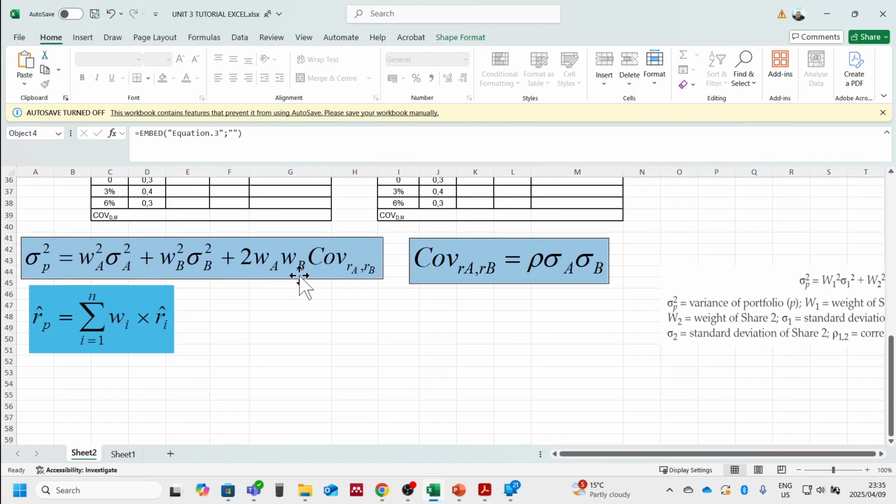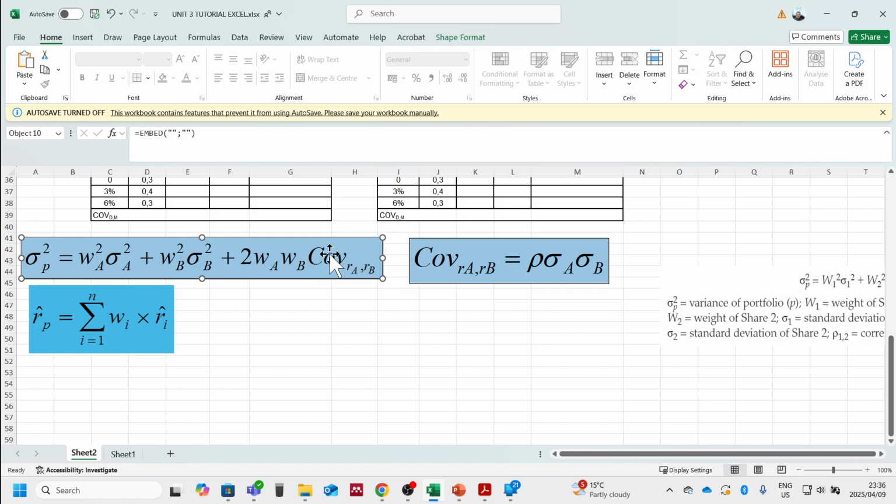So here at the bottom, we then have two formulas to calculate the variance of the portfolio. This is the first formula that we can use, which says that the variance of the portfolio is calculated by the weight of the first asset squared multiplied by the variance of the first asset, plus the weight of the second asset squared multiplied by the variance of the second asset, plus 2 multiplied by the weight of asset 1 multiplied by the weight of asset 2 multiplied by the covariance.